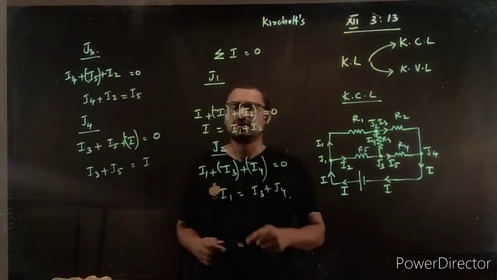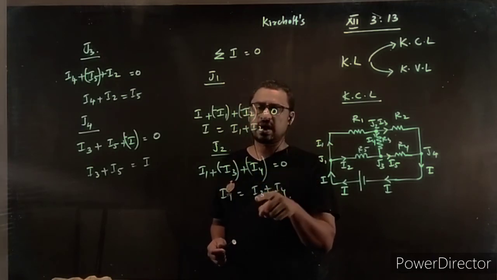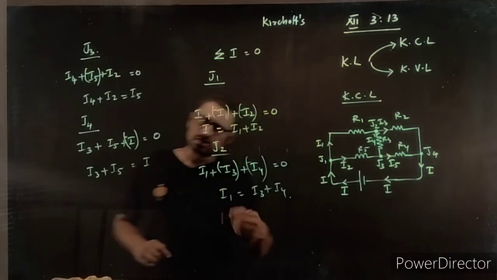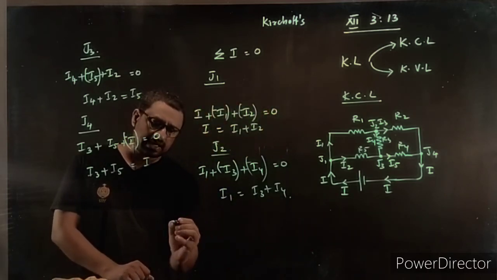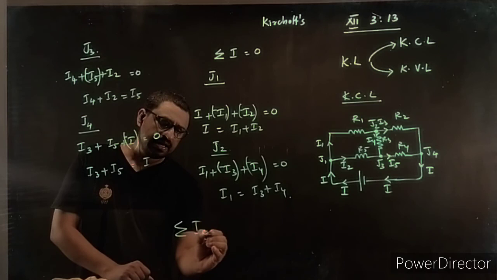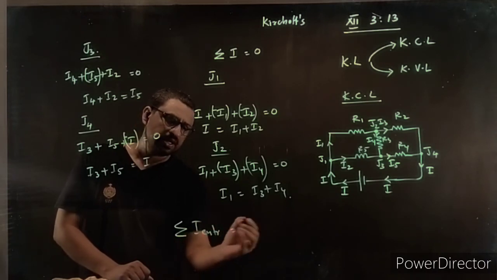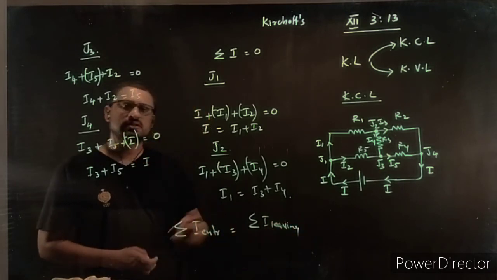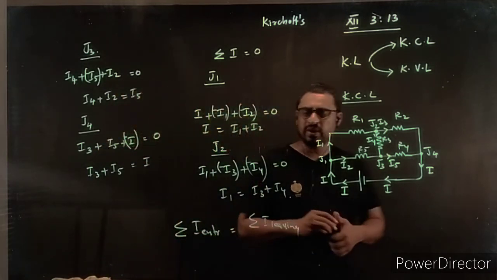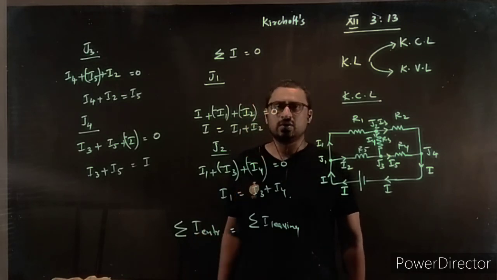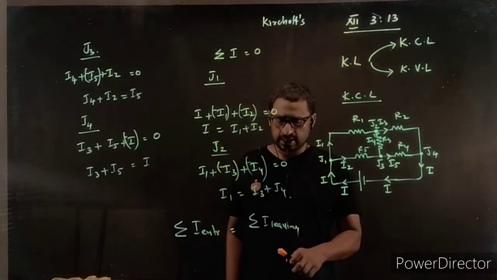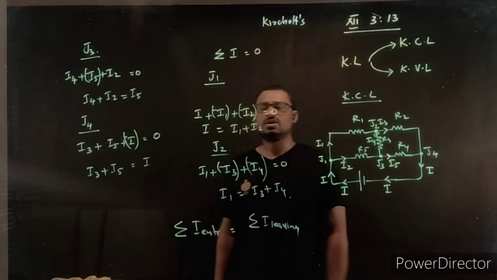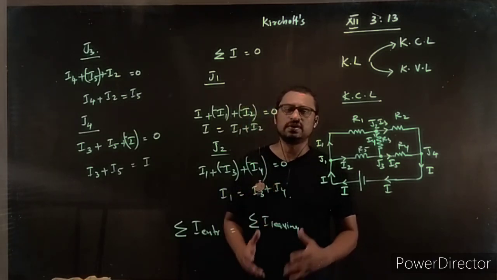So I equals I1 plus I2. Here I is the entering current and I1 plus I2 is the leaving current. So Kirchhoff's current law can also be expressed in another way: the sum of current entering a junction equals the sum of current leaving the junction. This is another way of writing the current law. So this is the current law, and Kirchhoff's current law is a consequence of conservation of charge.